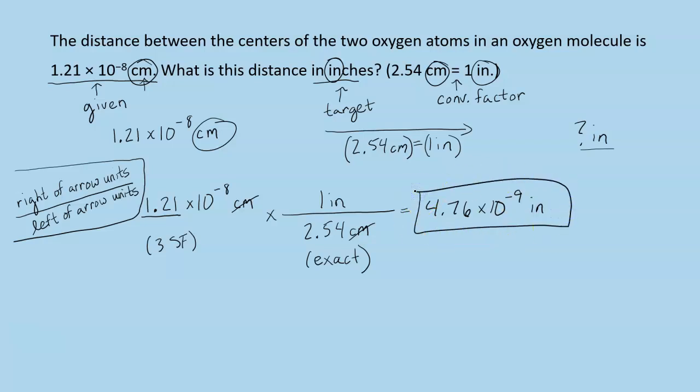Okay, so again, remember, I am writing down my given, my target, my conversion factor underneath the arrow, and when I build that conversion factor as a fraction, I'm going to put the units that are to the right of the arrow on top and the units to the left of the arrow on bottom. But all of the numbers have to come from the conversion factor underneath that arrow. Okay, so let's try another example.